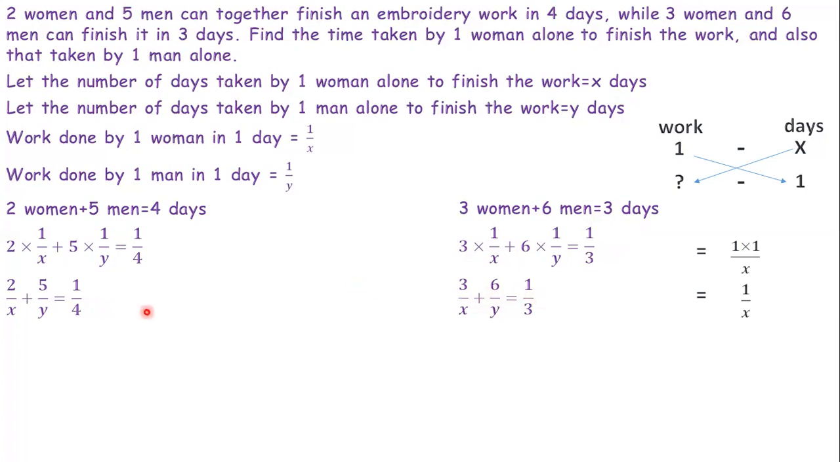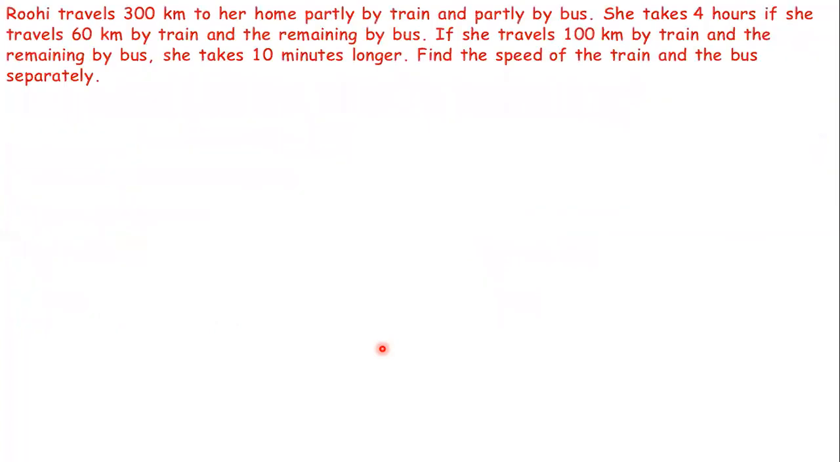We got two equations. Now we have to solve this by elimination method. Before that, we have to reduce into linear form because these are not linear equations. Then find the value of x and y. Now let us see one more.